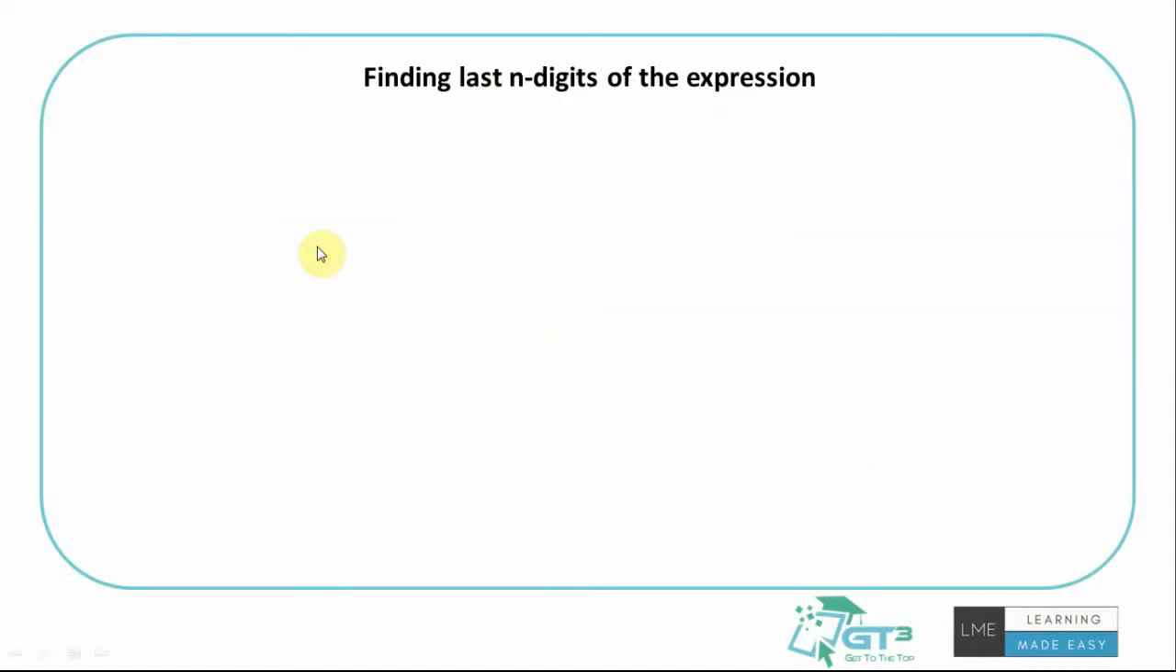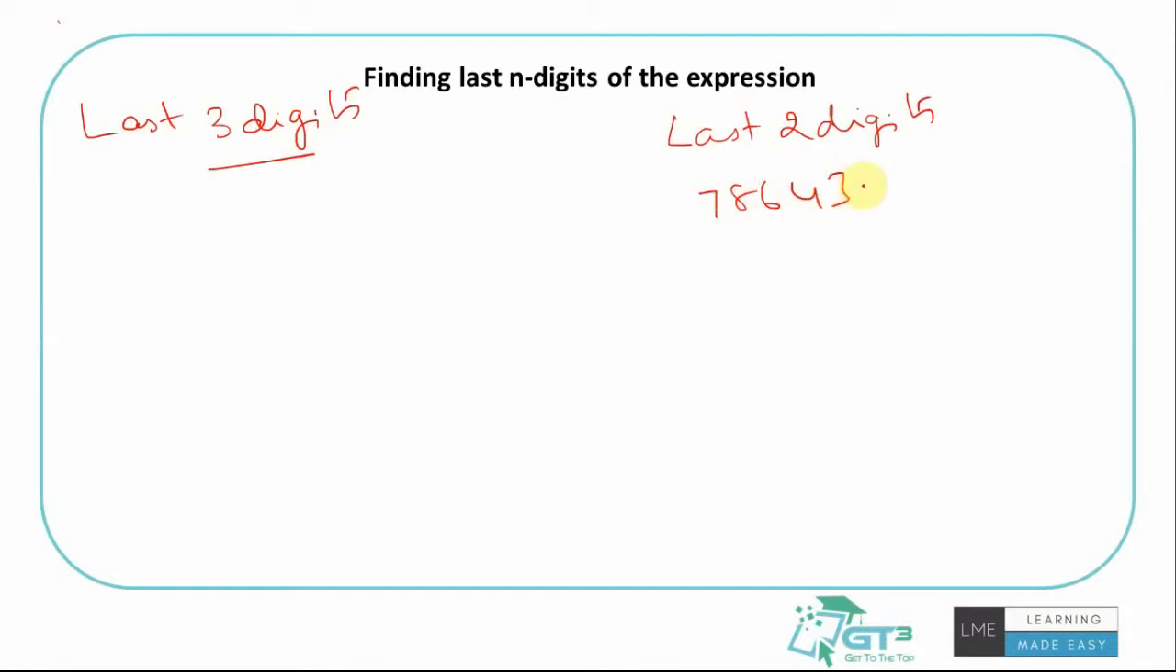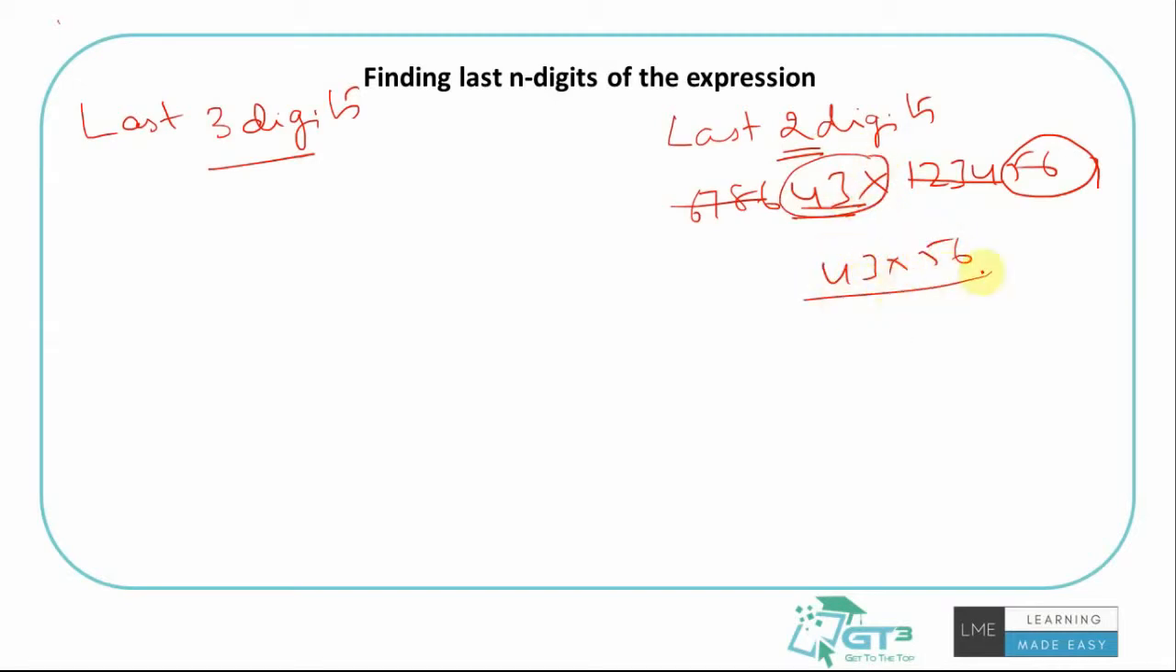If the question is asking you to find the last n digits, let's say the last 3 digits, or let's say the last 2 digits of 678643 into 123456, the one we did earlier. Because it's asking you to focus on the last 2 digits, just focus on the last 2 digits. All I need to do is 43 into 56. We have done this earlier. The last 2 digits are 2408, so 08.